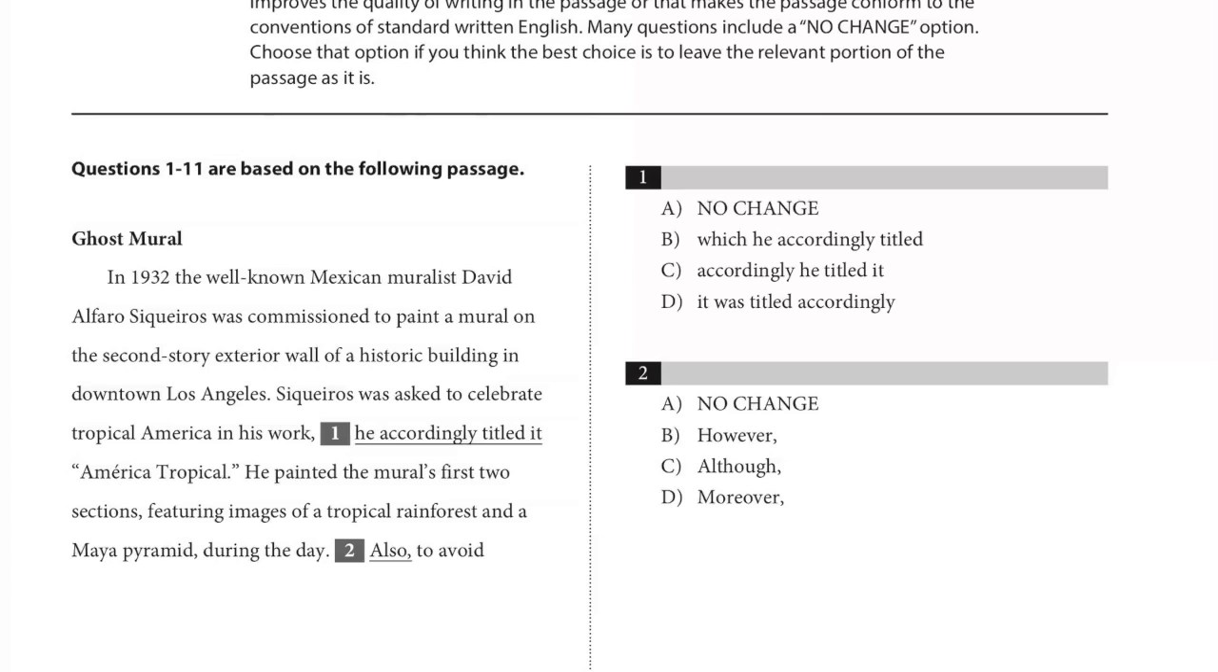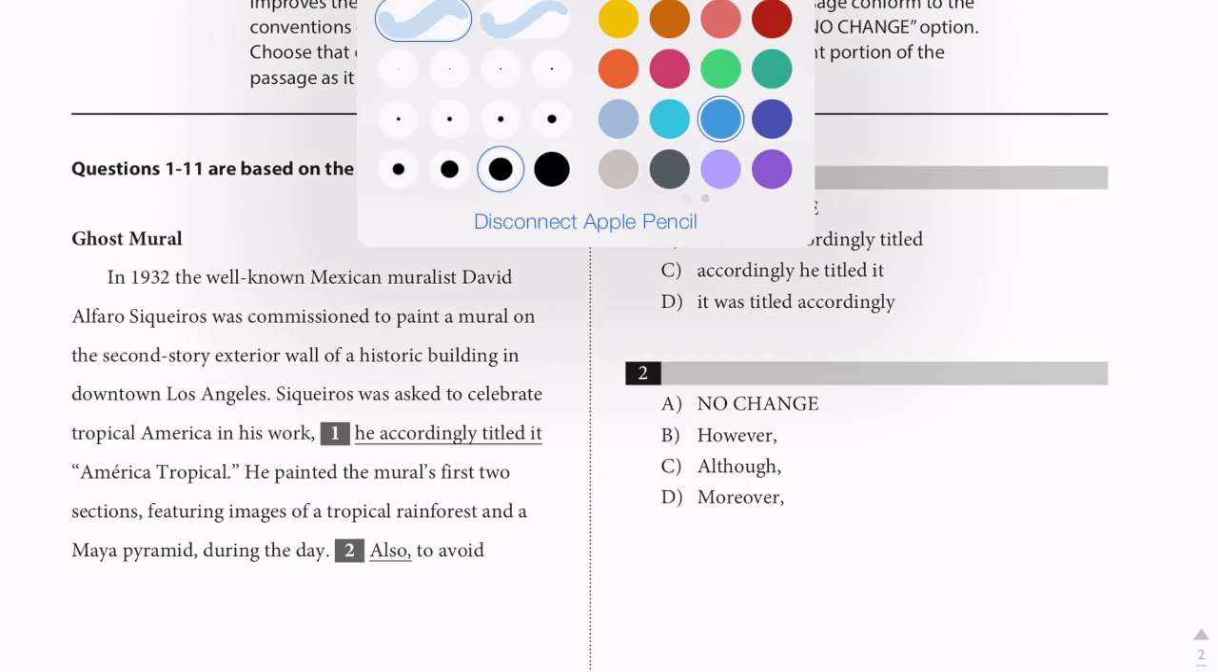So with that in mind, just read the sentence containing question number 1. Cisneros was asked to celebrate tropical America in his work. He accordingly titled it America Tropical. One way to get started is to look at the structure of the sentence. So here let's just identify the subject and the verb. So I will use orange for the subject.